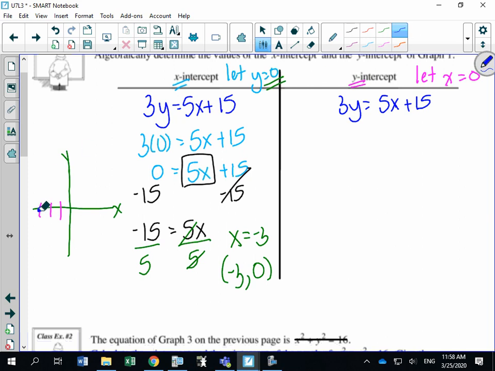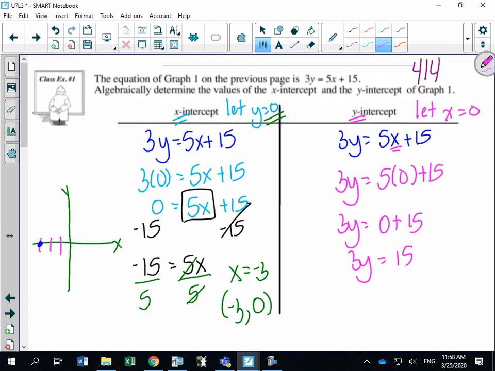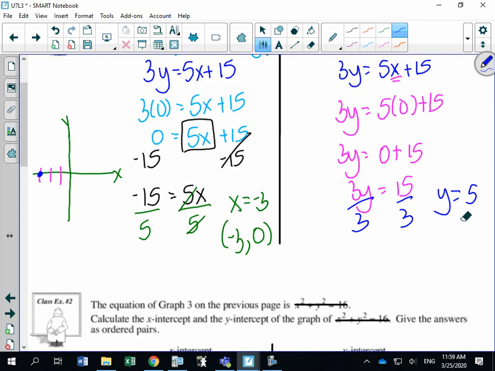That is my x-intercept on this equation. Now, what's the y-intercept? We're going to do the exact same thing, except now we're going to let x equal to 0. So here's my x, put a 0 in there. 3y is equal to 5 times 0 plus 15. 3y is equal to 0 plus 15. 3y is equal to 15. Isolate y by dividing by 3, and y is equal to 5. That, you guys, is my y-intercept.